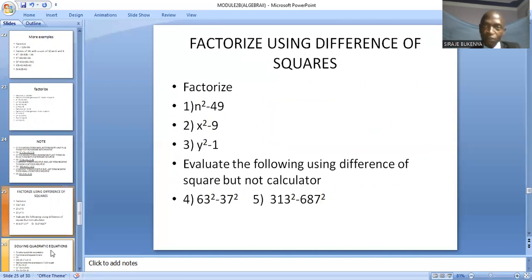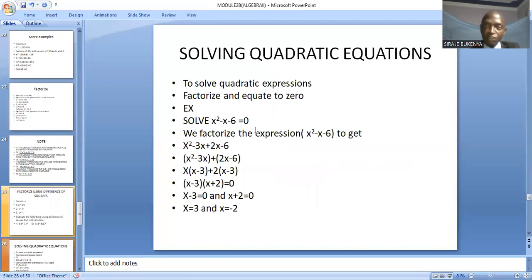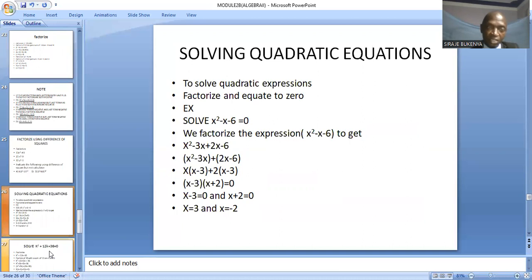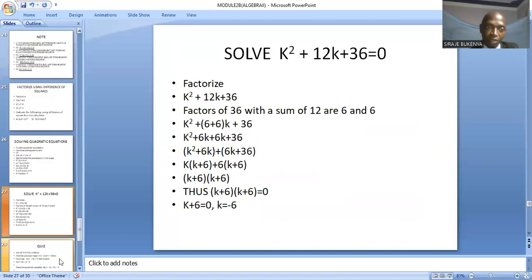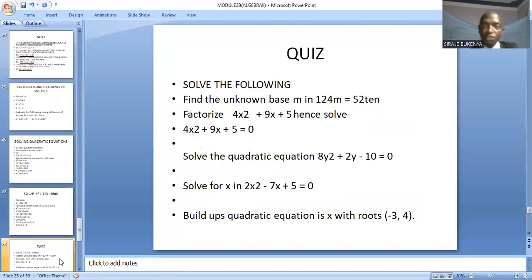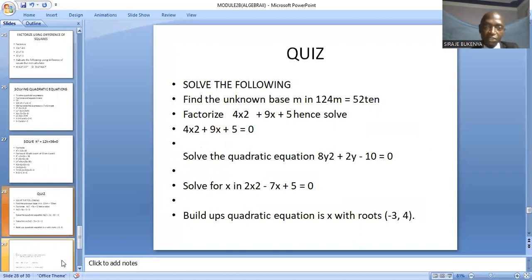So solve the quadratic expressions. If you are solving quadratic expressions, we factorize, then equate to 0. You can factorize normally. When you equate to 0, that means one bracket is equal to 0, another bracket is also equal to 0, and you can get your answers. So you can try more from our work, and then you can use this quiz, solve the following unknowns using our concept of factorization.